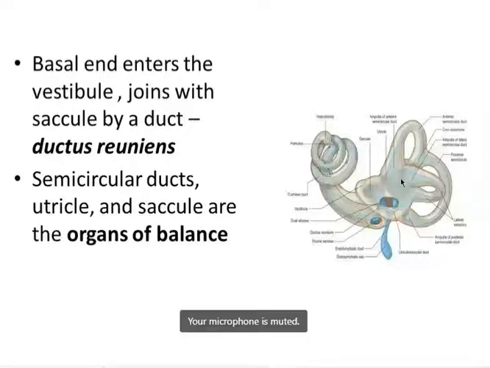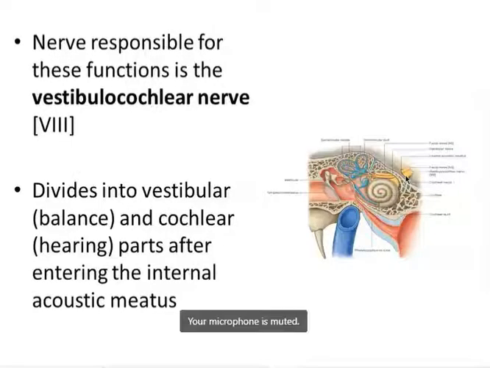Now the nerve which is responsible for both the functions is the vestibulocochlear nerve, the eighth cranial nerve. Here you can see this is the internal acoustic meatus, which passes the vestibulocochlear nerve. Here this is the facial nerve, and this is the vestibulocochlear nerve, which is responsible for both hearing as well as balance. So where do you find the organ of hearing? You will find it within the cochlea, that is the cochlear duct, and the organ of balance is found within the vestibule as well as the semicircular canals. Okay.